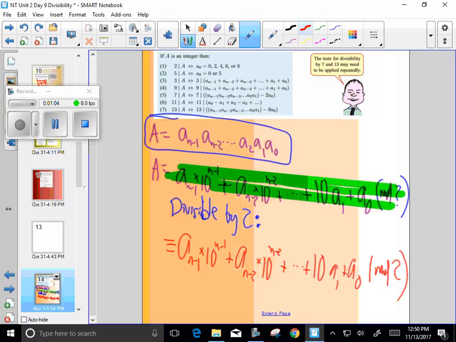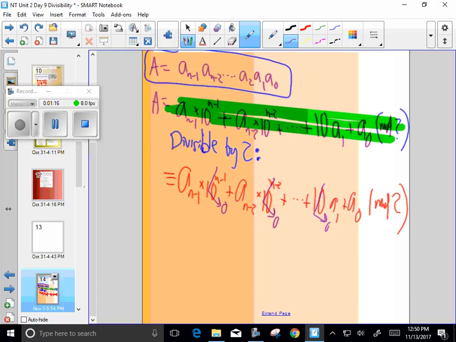Well, what is 10 mod 2? 0. All of these are 0. What's left? A0 mod 2. So what do you have to look at to decide if something's divisible by 2? Last digit. So I'm going to write that next to it here.